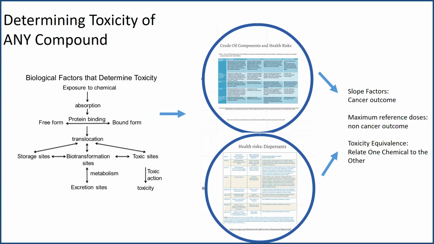Determining toxicity of any compound requires understanding the pharmacokinetic process in the body: uptake, distribution, metabolism, activity, organ and cell interaction. We can study this in numerous ways, mainly animal and human studies in vivo or in vitro. In the end, what we need are slope values for cancer outcomes and maximum reference doses for non-cancer outcomes to apply to any exposure and dose estimate.